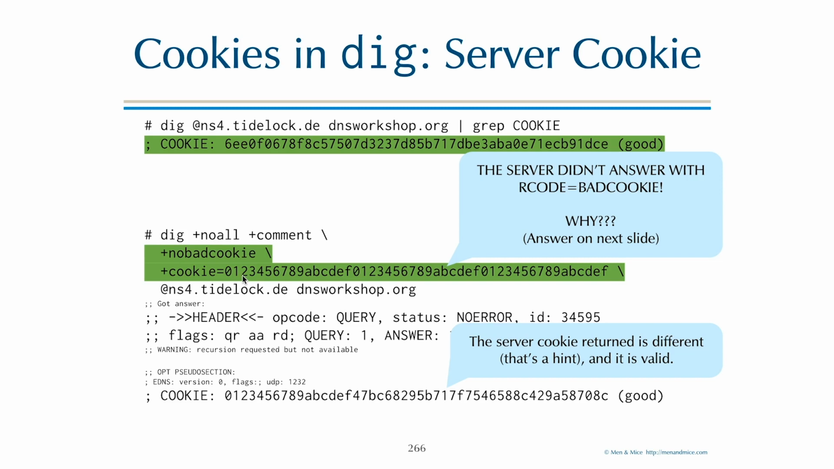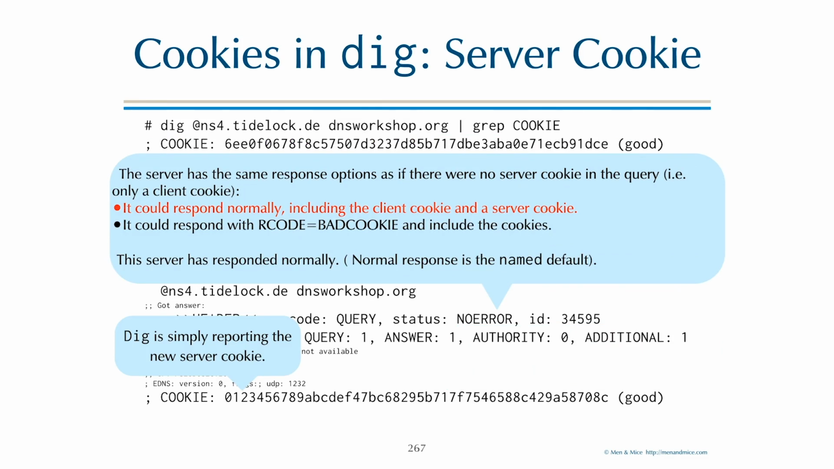So even though we said, hey, here's a bad cookie, don't requery if you get a BADCOOKIE, it didn't get a BADCOOKIE. It got a perfectly valid answer. Why? Because we sent it to a BIND server with the default configuration. The server, when it got the bad cookie, by default, simply responded normally, a normal answer, but included the client cookie and a newly generated server cookie based on that client cookie. It would have taken extra configuration in BIND to get it to respond with BADCOOKIE. We'll look at that right after this.